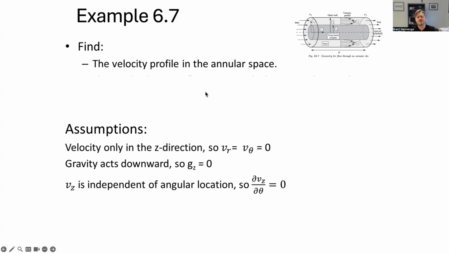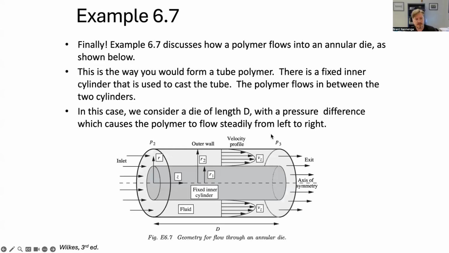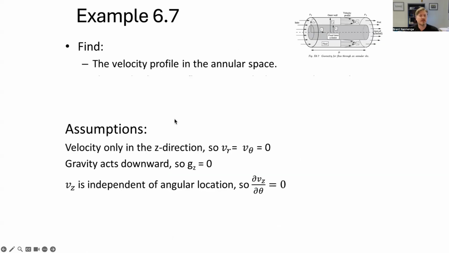Okay, so what assumptions are we going to use? Well, in this case, if we look at our coordinate system, I'll go back to the slide before. We have r going here, z going down the direction of the pipe, and then theta would be the angle around the annulus here. So in this case, our velocity is only going to be in the z direction. So velocity in the radial direction and velocity in the theta direction would be 0. Hopefully you understand how that makes sense, right?